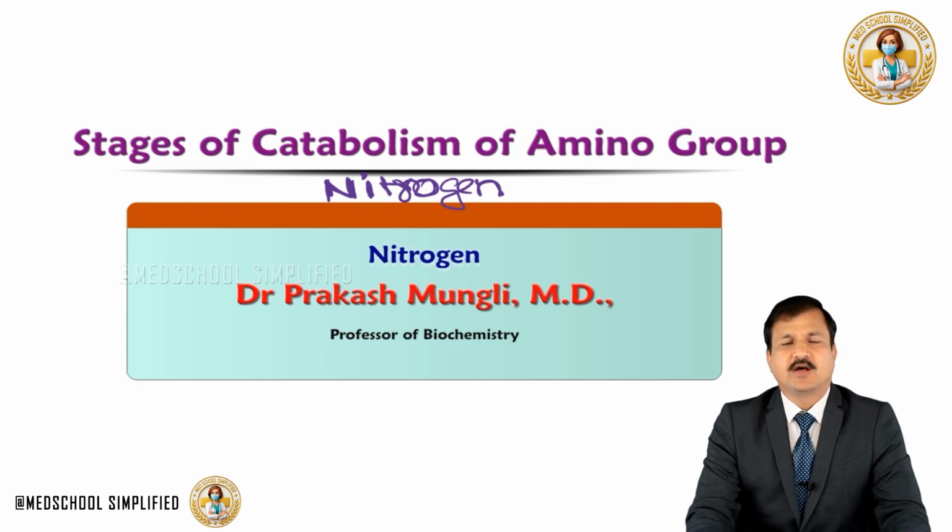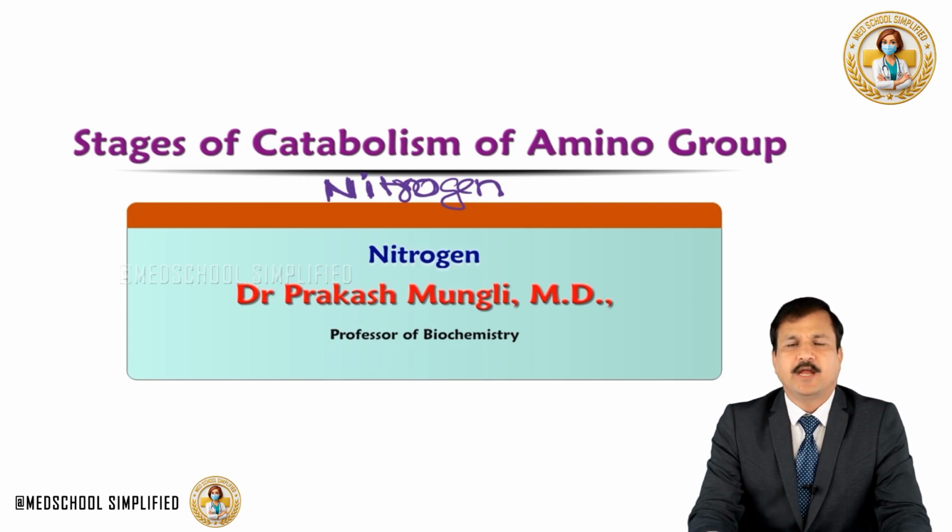So in this video, I will be going over stages of catabolism of amino group nitrogen. As the title of this lecture says, we are going to go into how exactly amino group nitrogen, especially the alpha carbon bound amino group nitrogen, will be separated from an amino acid and how it is transferred from an amino acid or from the peripheral tissues all the way to the liver for urea formation. Let's jump into the details.